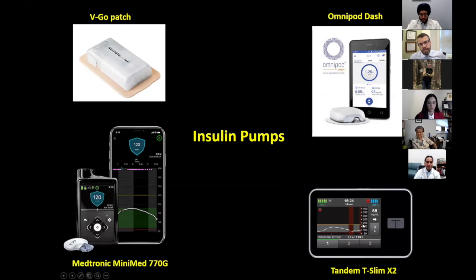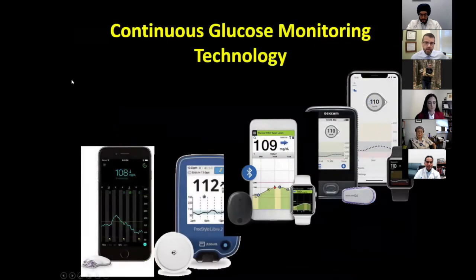On the bottom right, the Tandem T-Slim, which also links with a continuous glucose monitor and has the ability to steer that glucose to target. And in the top left corner, actually a disposable patch pump device, which has fewer settings, but can be useful in some patients as well in terms of being able to produce a steady delivery of insulin.